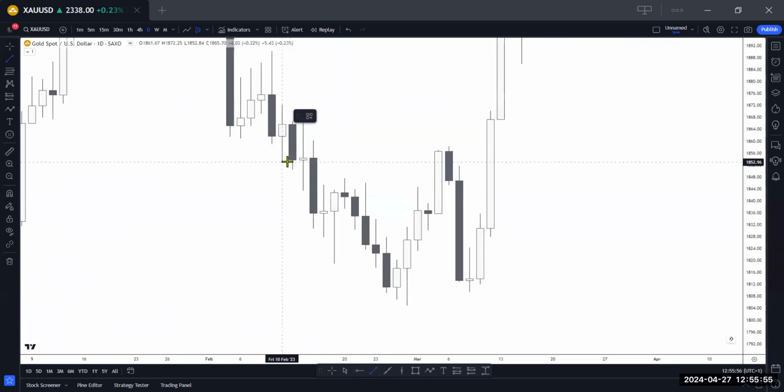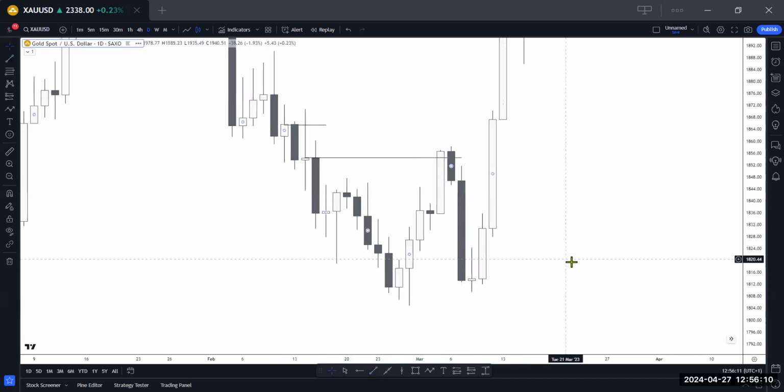Engulfing formed. See, this is a valid engulfing. Why? The wick took out this wick. So price came to the extreme of the engulfing, tapped, started to sell. Another one right here. Extreme, yes. Price tapped the extreme of the engulfing, started to sell.